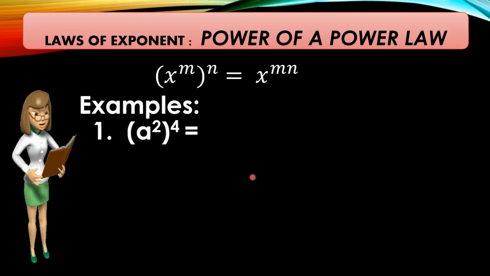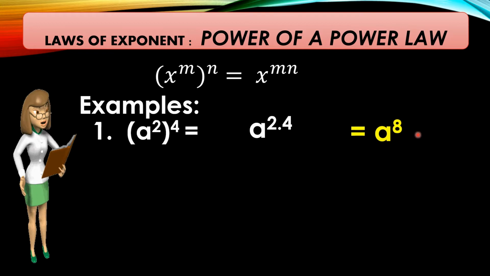Okay, the second law of exponent is the power of a power law. We have x raised to m, quantity raised to n, is equal to x raised to m times n. You need to multiply the exponents because it is a power of a power. Examples. Number 1, a squared quantity raised to 4 is equal to a raised to 2 times 4, and 2 times 4 is 8. So the answer is a raised to 8.